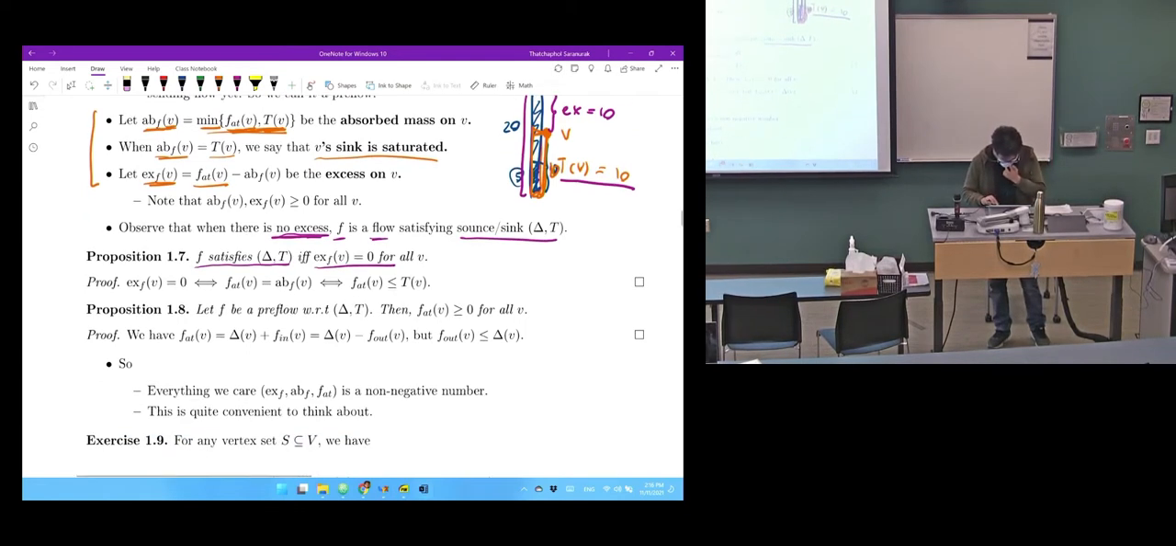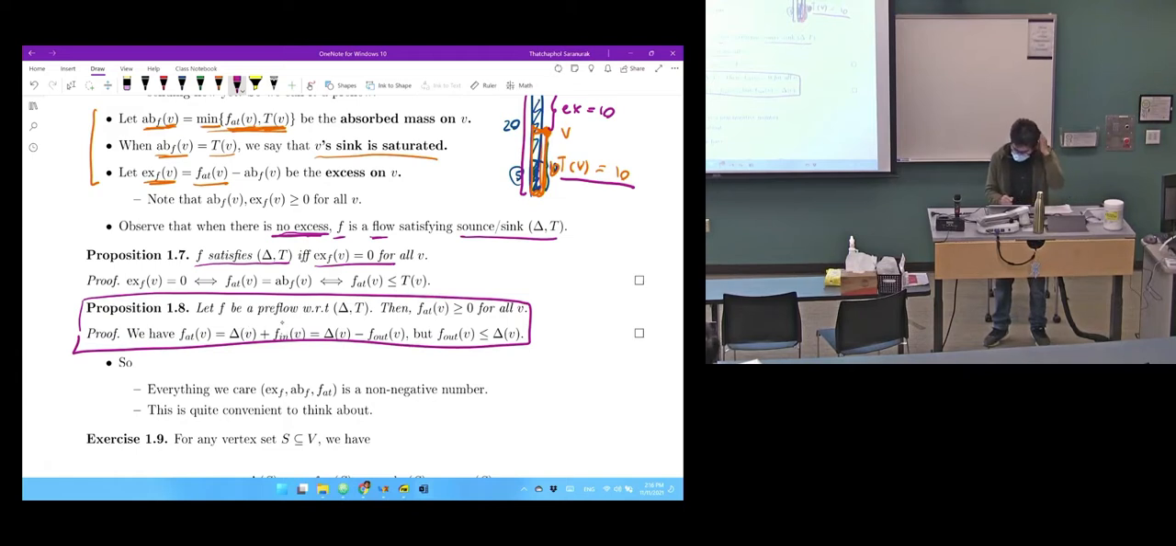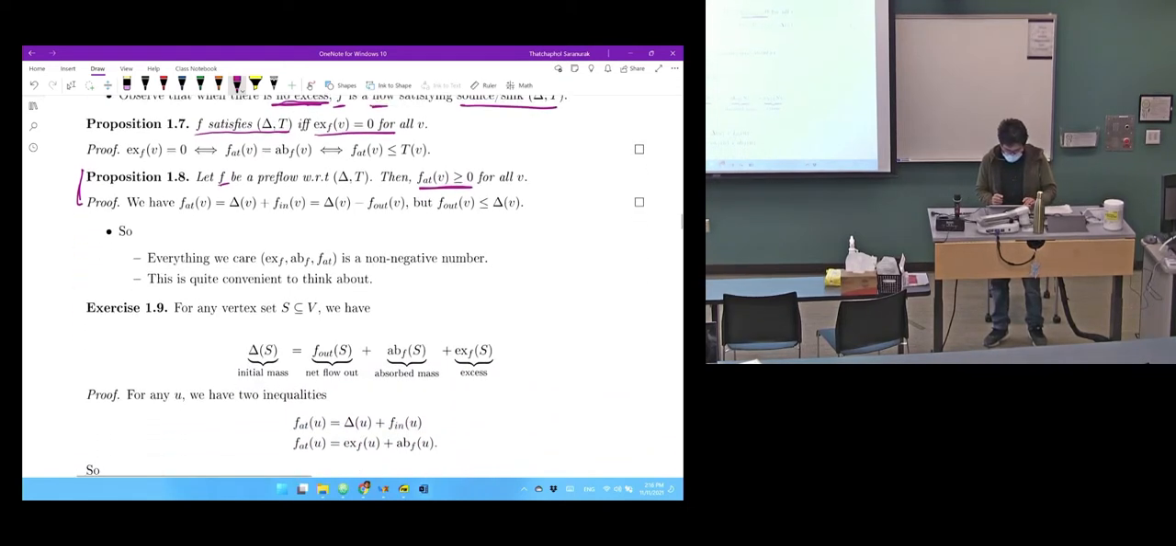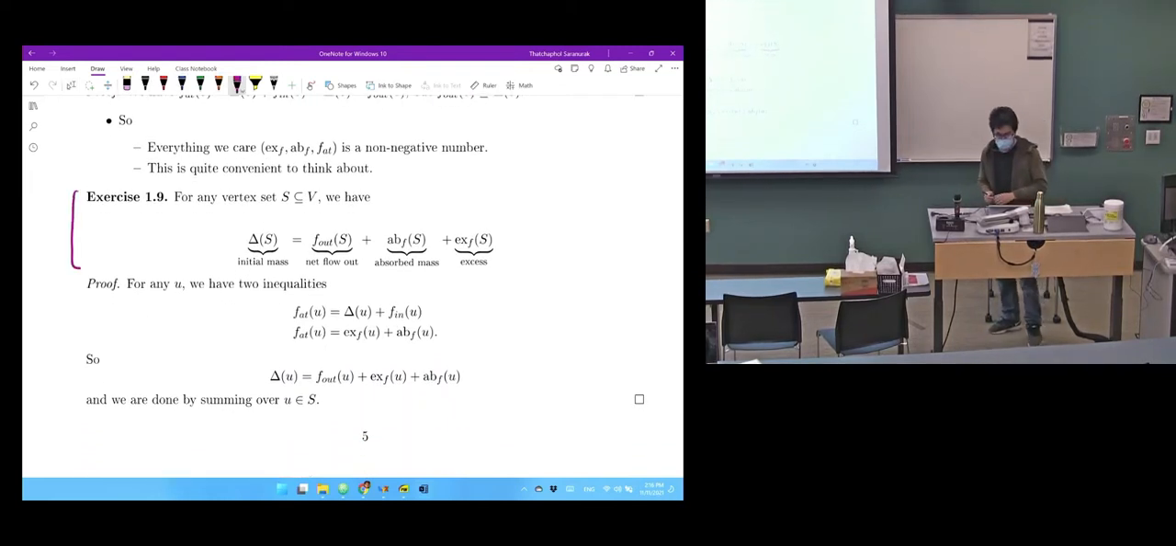Okay. And this is just like, when we say that F is a preflow, then the flow at every node is at least 0, but I already said this. Okay. And here it's kind of repeating things, but I think it's worth saying because it makes us more familiar with the terminology.